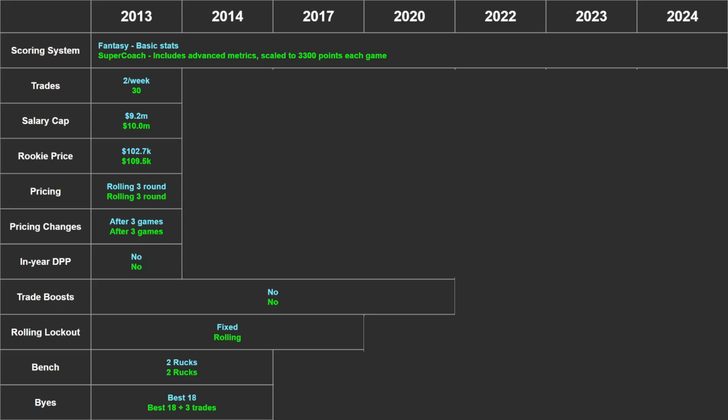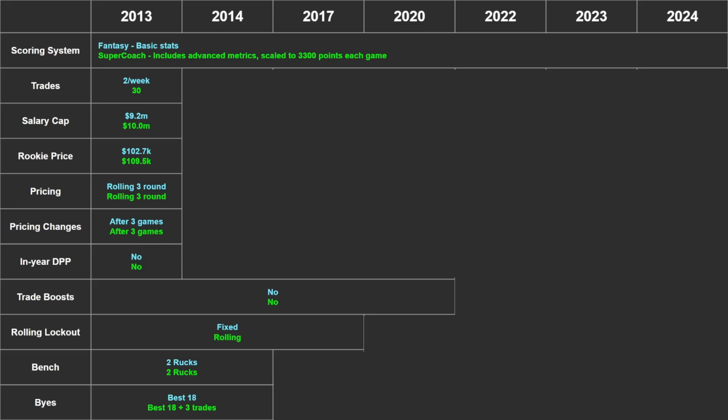Those scores in each game are scaled to 3,300. So you get these effects where players go up and down based on impact of the game and are all kind of relative to each other. This scoring has stayed the same more or less since 2013, as far as I can tell. And then the real divergence in the formats has been around their trades.